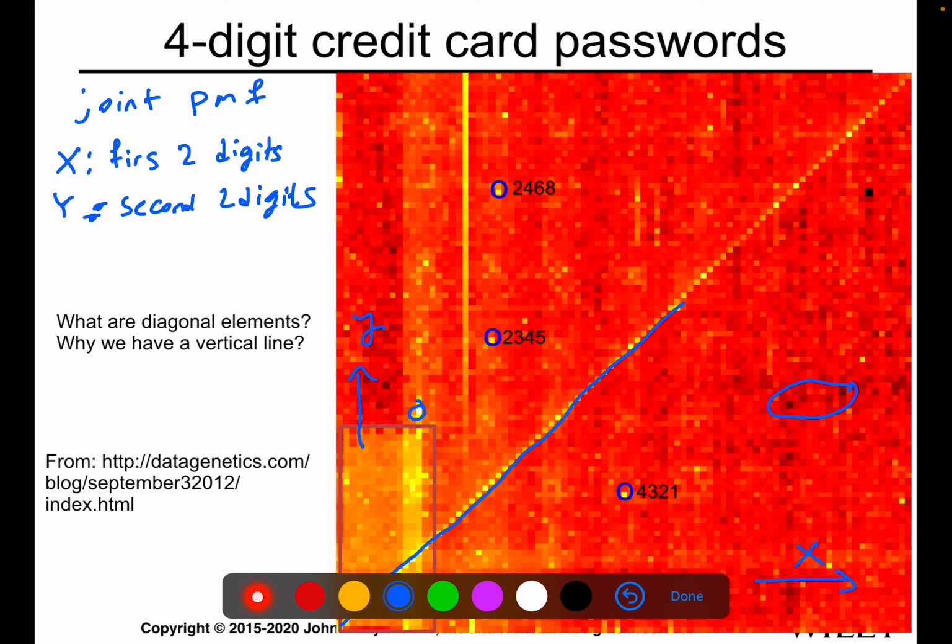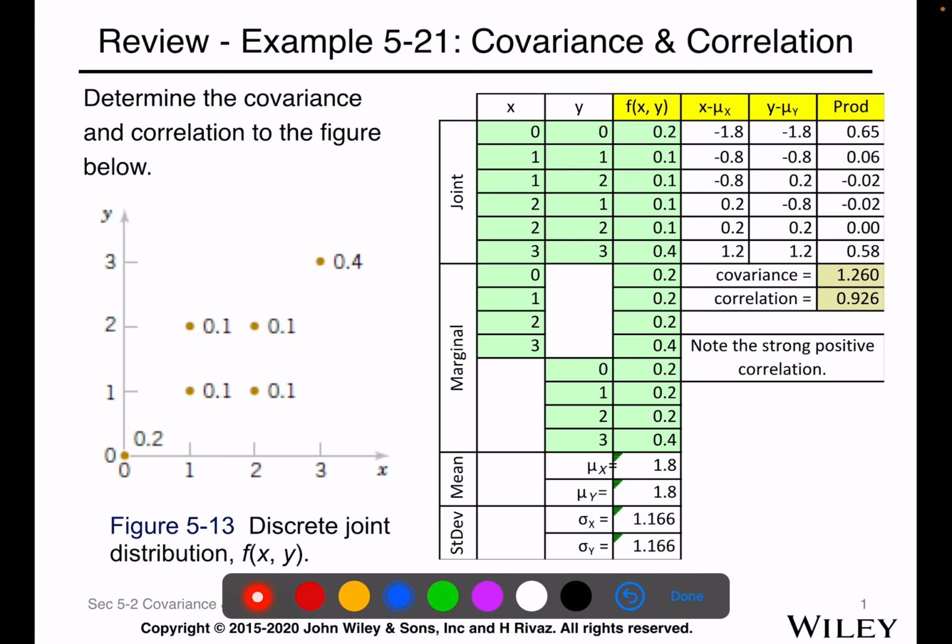Okay, so from this graph, in fact, you can find the correlation between X and Y, right? Because we have all the probabilities. So similar to this result, we could actually find the correlation between the first two digits and the second two digits of credit card passwords. Any questions? Okay.